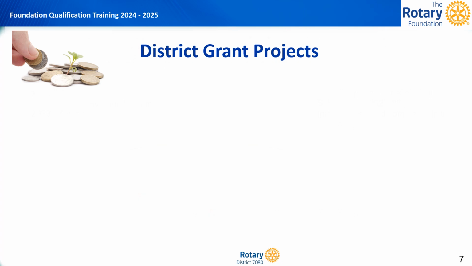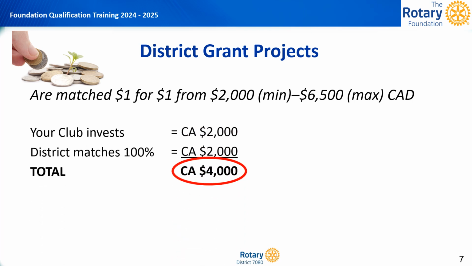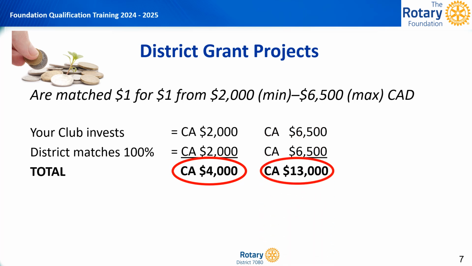So how can applying for a district grant help your club? Well, you just have to do the math. District will match $1 of district designated funds for every $1 of club cash, with a minimum district grant match of $2,000 and a maximum of $6,500 Canadian. This example shows the minimum project value of $4,000 Canadian, where a club contributes $2,000 and the district matches with $2,000. The next example shows a maximum dollar-for-dollar match of $6,500 with the total project value of $13,000.